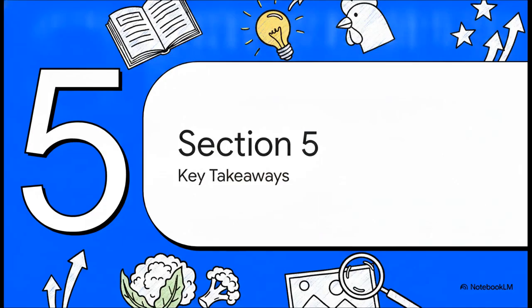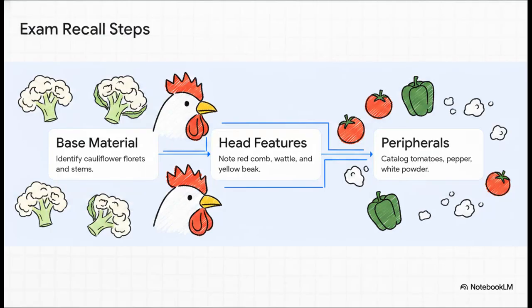And that brings us to Section 5, Final Exam Key Takeaways. We made it to the end of our cram session. Okay, if you just follow these 3 simple steps of recall, you are going to flawlessly reconstruct this visual data under pressure. Step 1, identify your base material, which again is the cauliflower florets and stems. Step 2, contrast that baseline with the distinct head features, the red comb, the wattle, and the yellow beak. And step 3, catalog those specific peripheral items. If you master this sequence, you've completely mastered the analysis.